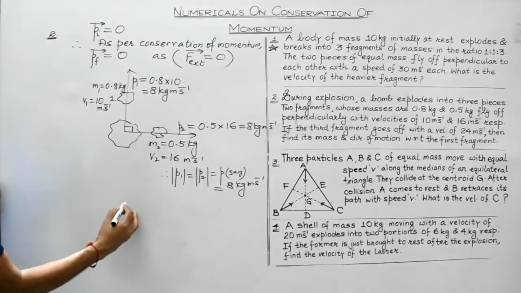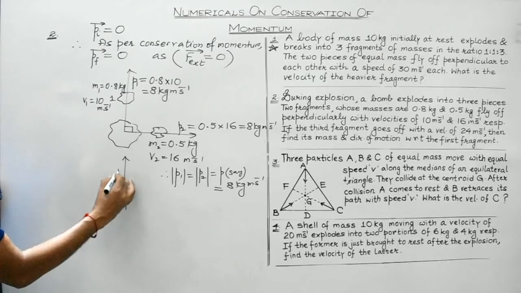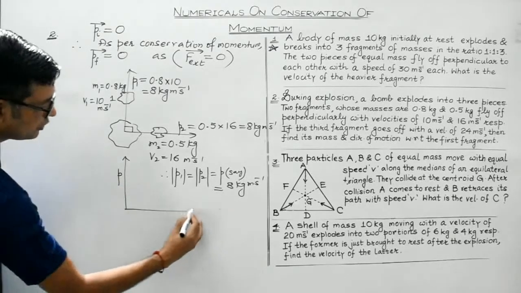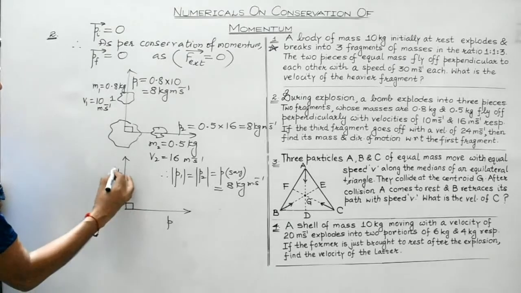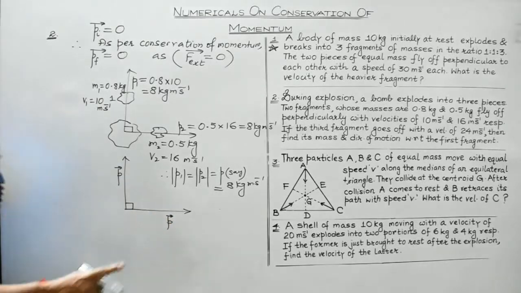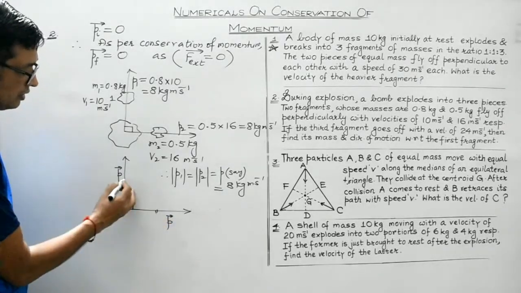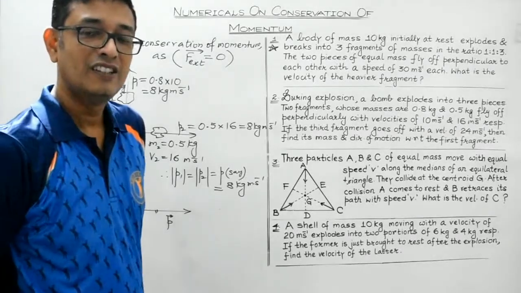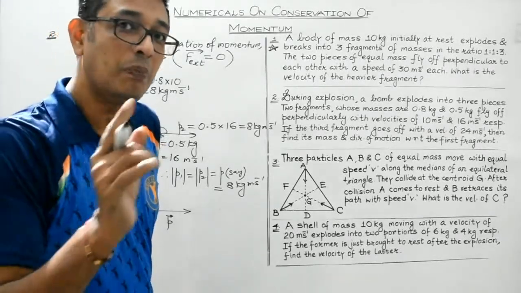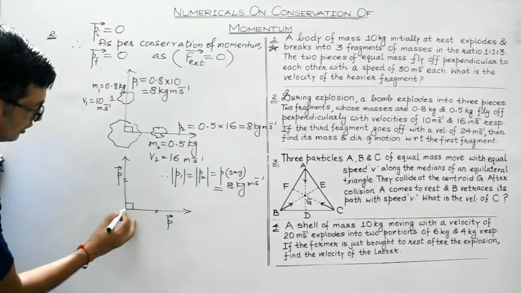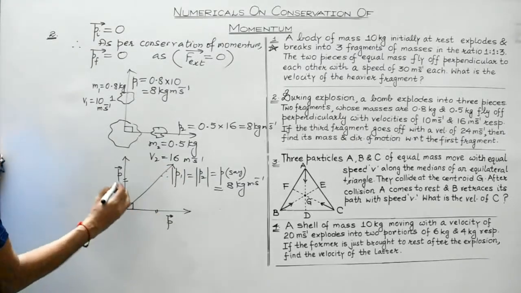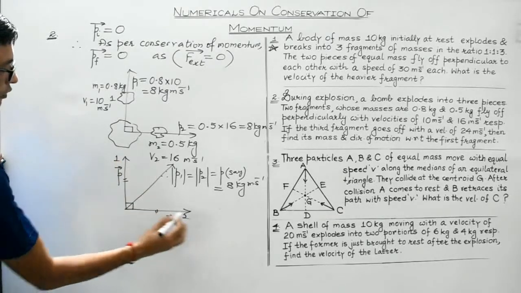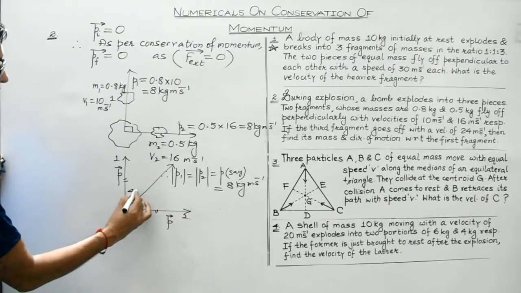So, what about its direction then? This is P, this is P. The angle between them is 90 degree. So, whenever the two vectors are equal in magnitude, then their resultant always tends to bisect the angle between them, right? So, this will be the resultant. So, what will be the angle? This is the first one, this is the second one. So, angle must be 45 degree.